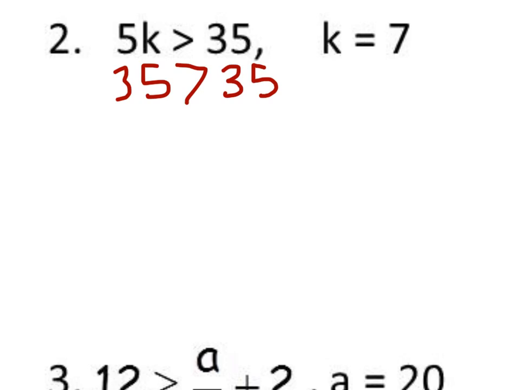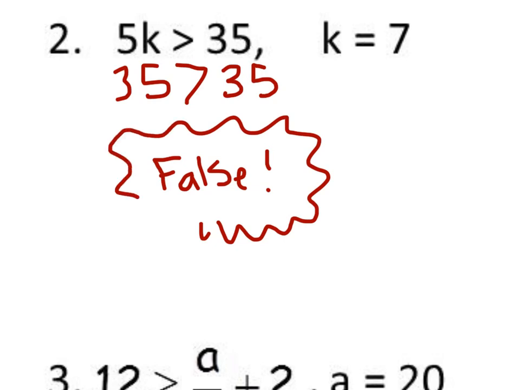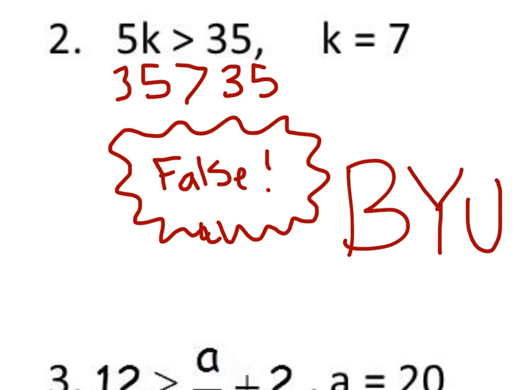It'd be false. It would be false because 35 is not bigger than 35. It would be true if it were less than or equal to, if it had a little line under that symbol, because it would have to be equal to it. Here you go. Oh, well, thank you. You're welcome.